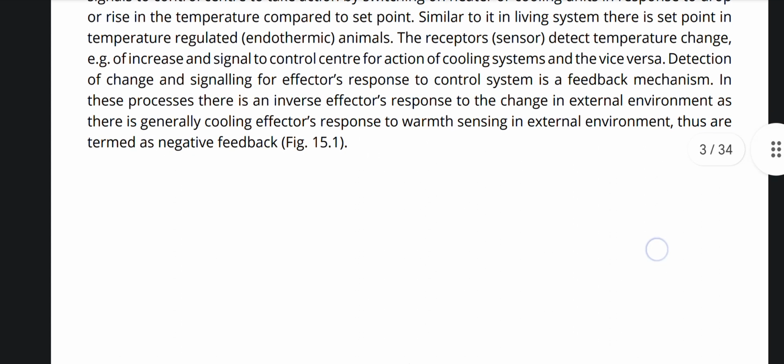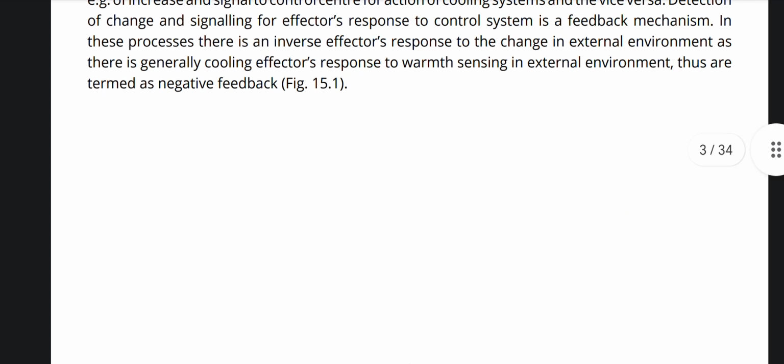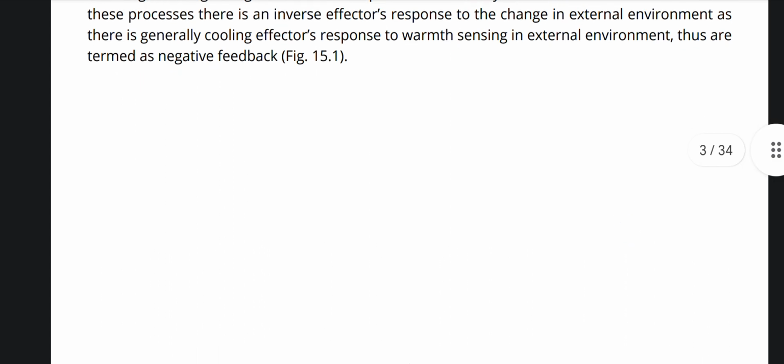Similarly, in a living system, there is a set point in temperature-regulated endothermic animals. The receptor sensor detects a temperature change, for example an increase, and signals the control center for action of cooling systems, and vice versa. Detection of change and signaling for the effector's response in a control system is a feedback mechanism. In these processes, there is an inverse effector response to the change in the external environment, as there is generally a cooling effector response to warmth sensed in the external environment. Thus these are termed negative feedback.